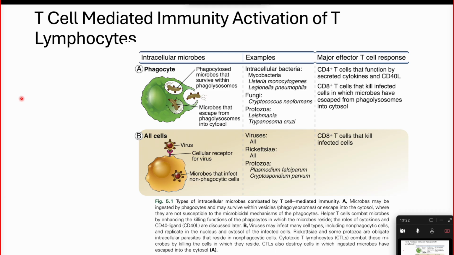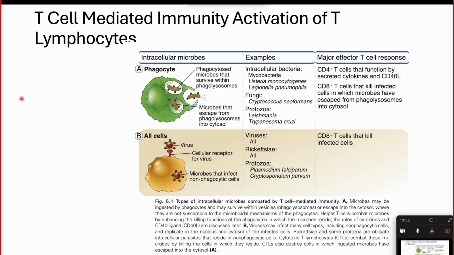So, T cell mediated immunity: activation of T lymphocytes. So how is a T cell basically mediating immunity? There are two ways. First, when a T cell comes, the pathogen or antigen type will be intracellular, because T cells are not able to see any antigen without the help of an MHC molecule, and MHC can only process once the antigen is inside a cell.